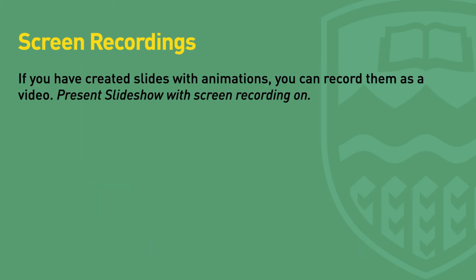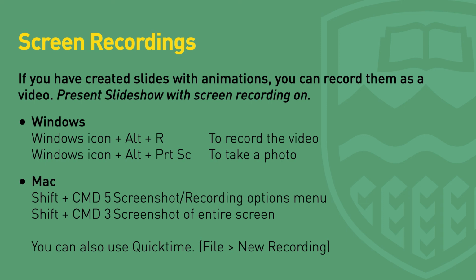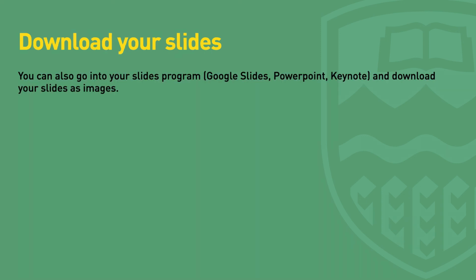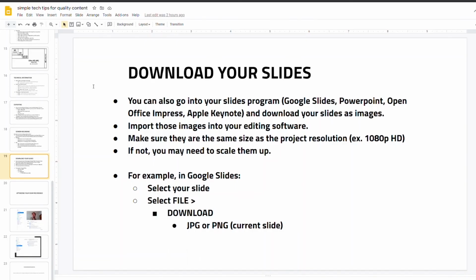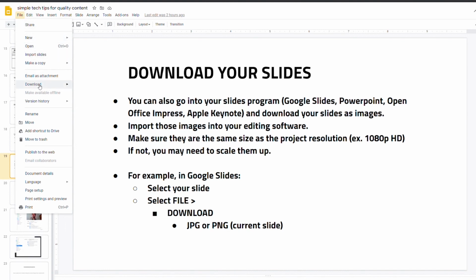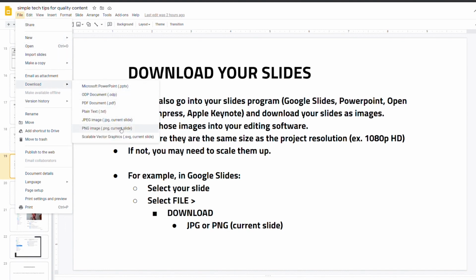Screen recording. If you've created slides with animations, you can record them as a video. Just present your slideshow with screen recording on. Here are the hotkeys for the two platforms so you can easily record your screen. You can also download your slides. So go into your slides program like Google Slides or PowerPoint and download your slides as images. Import those images into your editing software. Just make sure they're the same size as the project resolution. Otherwise, you might need to scale them up. So a quick example of how to do this, go to File, go to Download, and then select either JPEG or PNG of current slide.